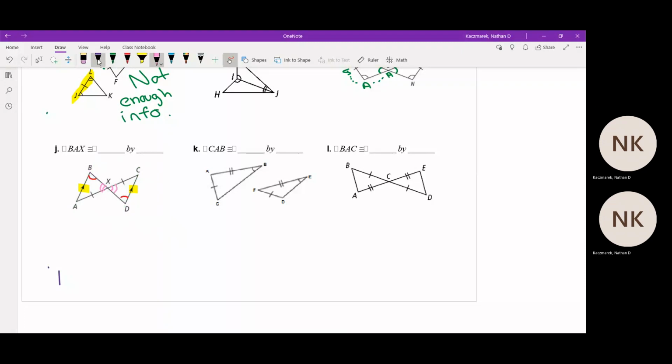I also have this side that's given to me. So here, if I walk around my triangle, start on my side, I have a side, an angle, and another angle. This is side, angle, angle. If I go around the second triangle, I'd get the same thing. Side, angle, angle. There's a couple things to be aware of.